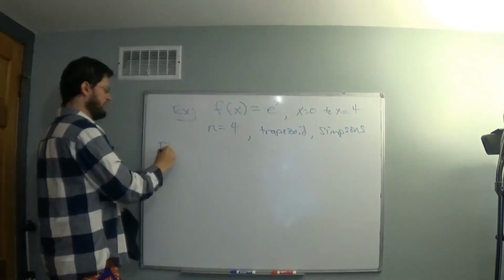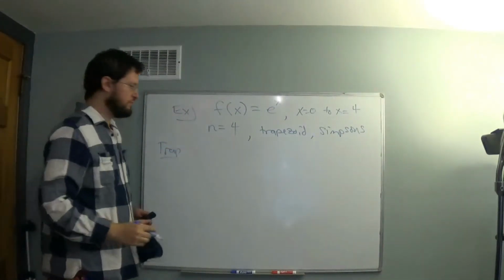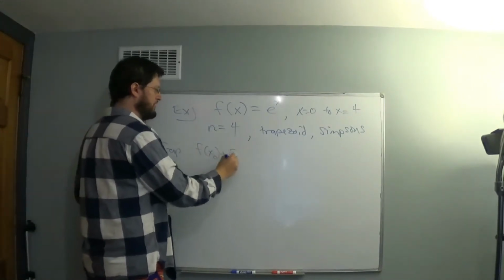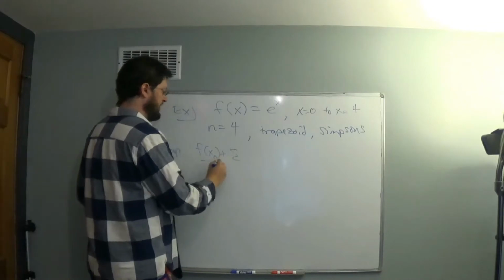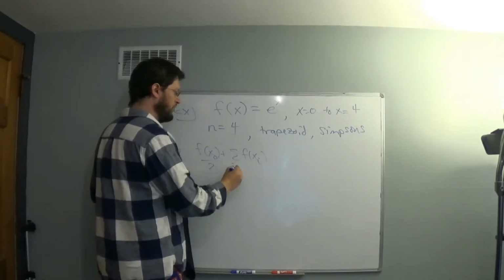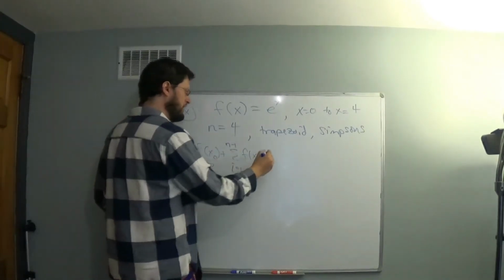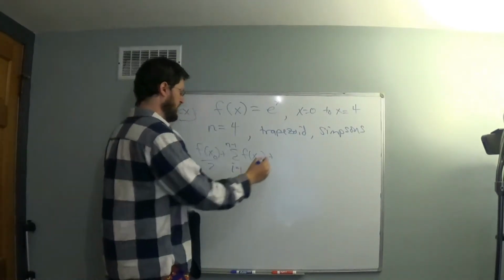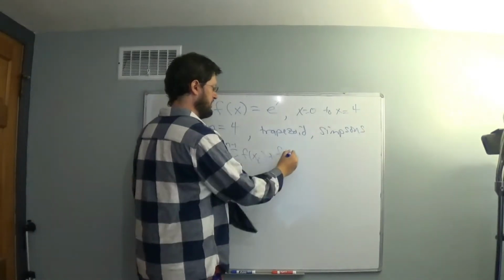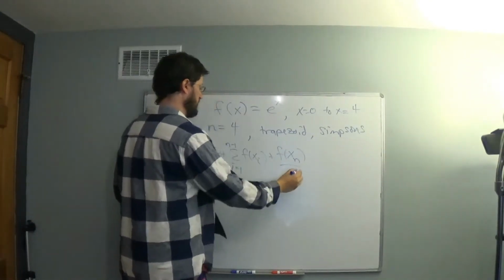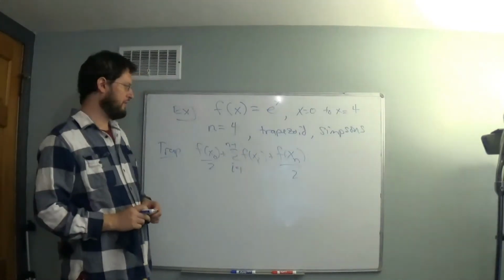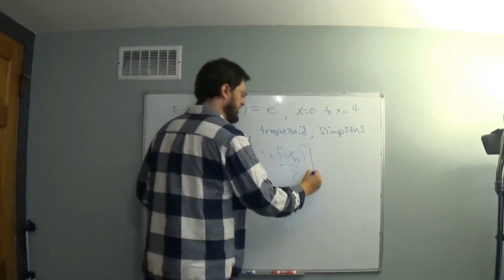So for the trapezoid rule first, let's remember our formula. f at x0 over 2, plus the sum of f at xi, where i goes from 1 to n minus 1, plus f at xn over 2, and all multiplied by delta x. The middle ones don't have anything extra because they've actually added up 2 versions of it.